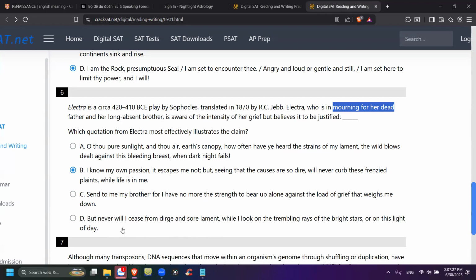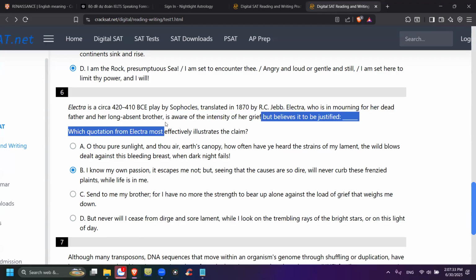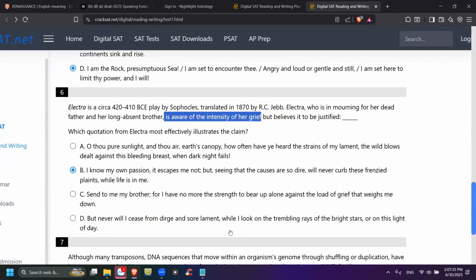Okay, never will I cease from the dirge and sore lament. That is a weary intensity of her grief, while I look on the trembling rays of the bright star. Tremble and despair. Tremble is like gầm rú. Trembling means terrible, something like that. Of the bright star on this light of day.